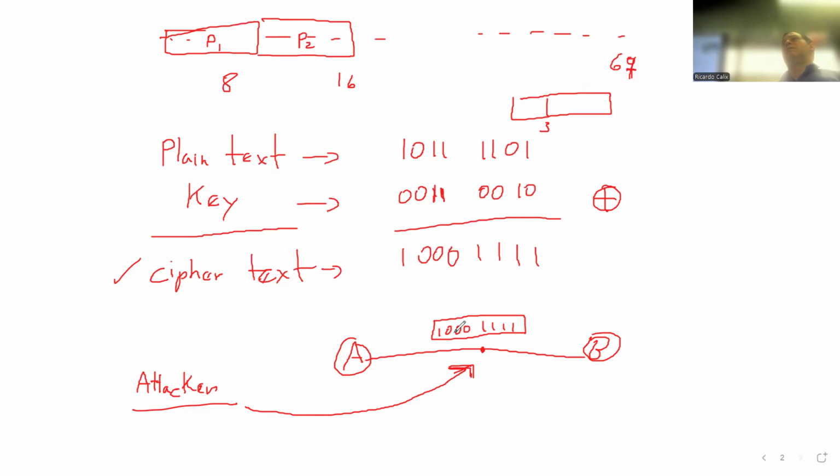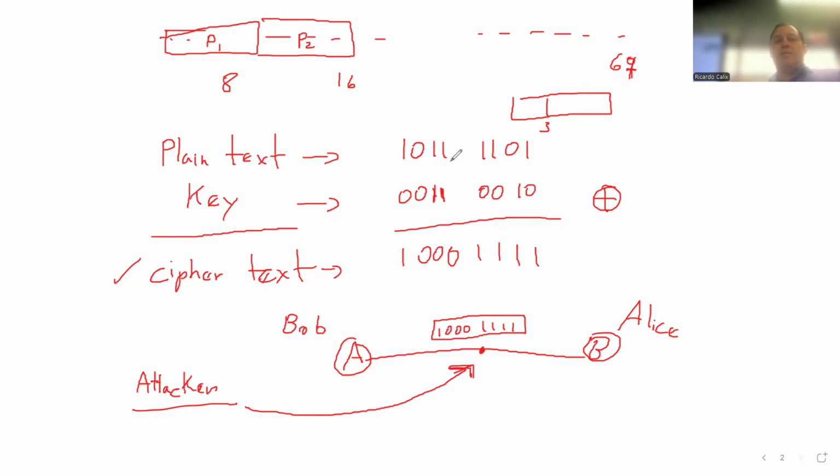What does she need? The key, exactly. She needs to know the key. So who has the key, presumably? If A and B are talking to each other, and this is Bob and Alice, then you assume that they both have the key because obviously they need it to talk to each other, right?